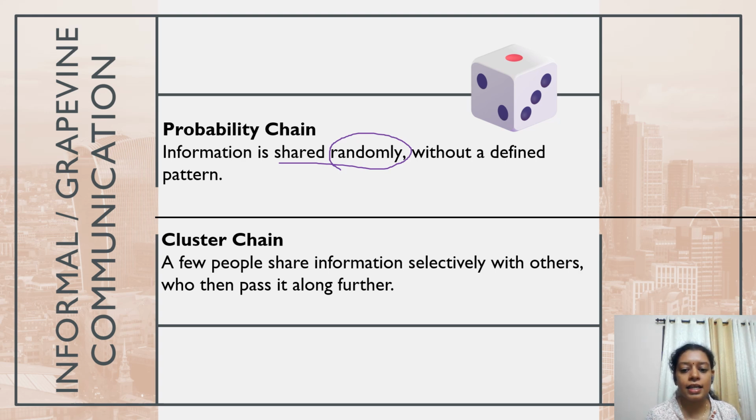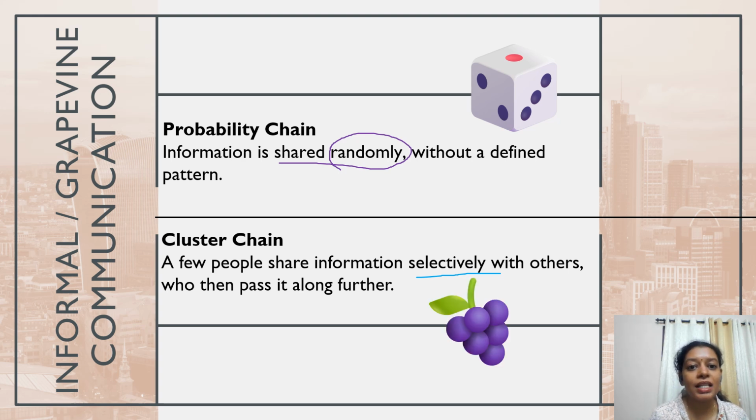Okay, the next one is the cluster chain. What is the cluster chain? A few people share information selectively with others who then pass it along further. For example, a manager shares news with a trusted colleague who tells a few more people, and it spreads from there, but it is kept inside that group. You can remember it like a cluster of grapes: small groups sharing information selectively. In informal communication, this is called cluster chain communication. The information spreads selectively within the group. Okay, I think it's clear now.